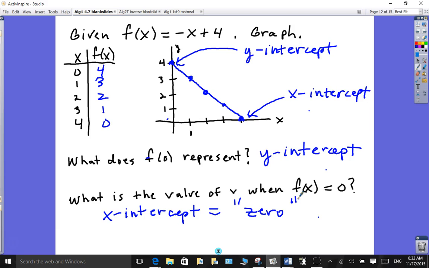Remember, on the x-axis, y equals 0. You're not above, you're not below, you're right in the middle. On the y-axis, x equals 0, right? You're not to the left, you're not to the right, you're right in the middle. That's why you find the y-intercept by plugging in x equals 0. That's why you set f of x, or y, equals 0 to find the x-intercept.